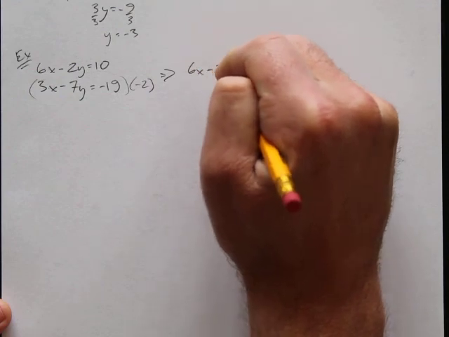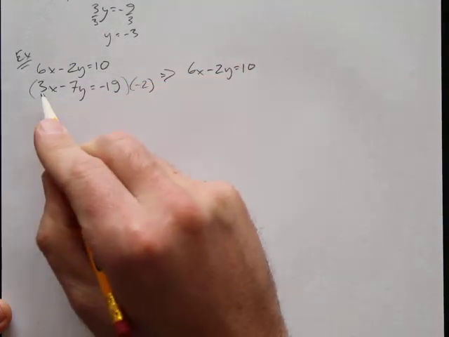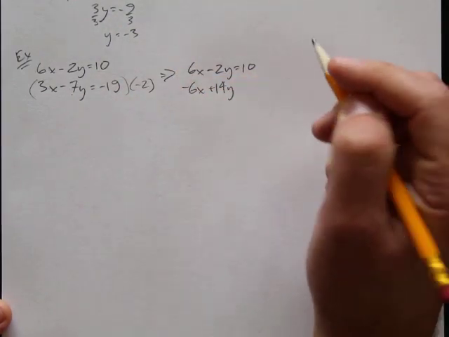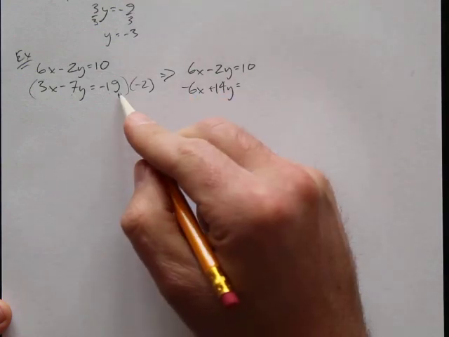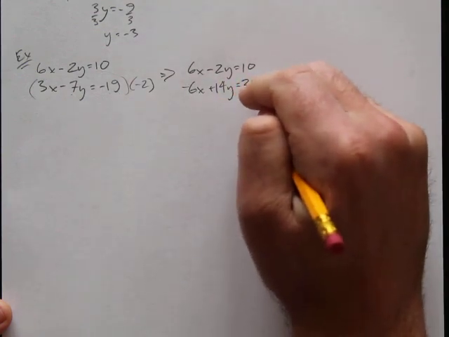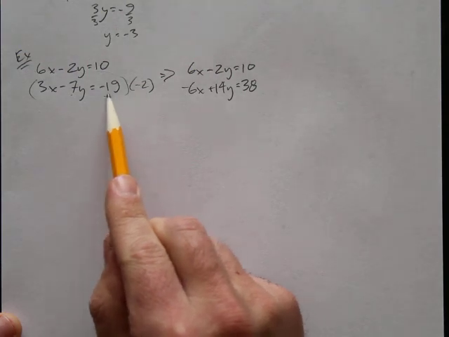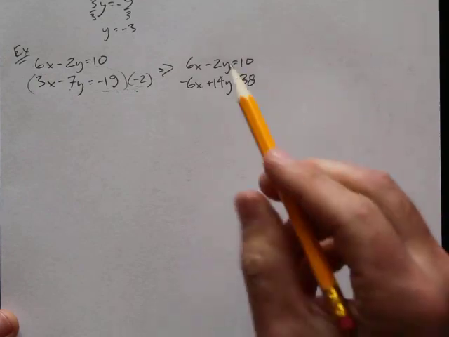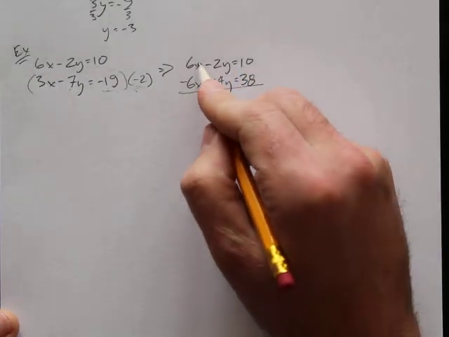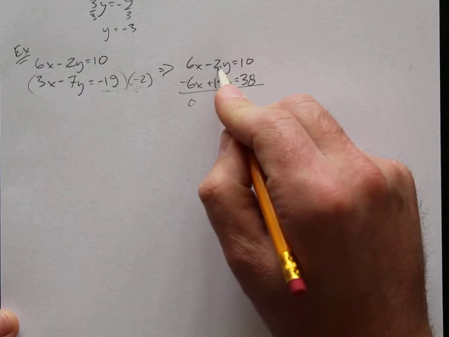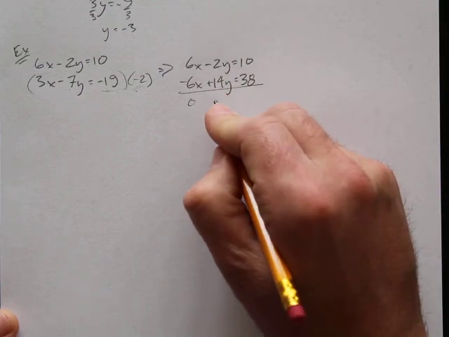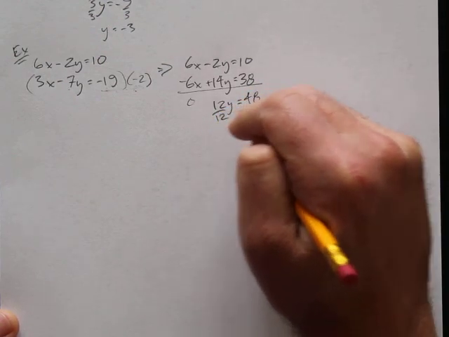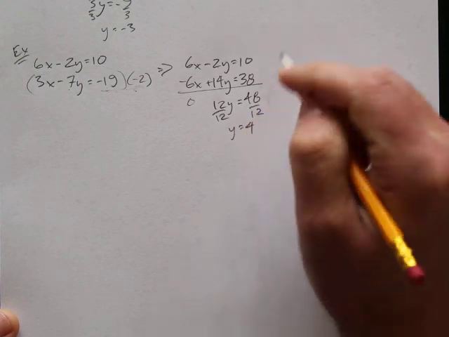6x minus 2y equals 10, and -6x plus 14y equals +38. Now it's really easy to forget to multiply these two together. I don't know why, but it just is. So pay attention to that and be careful. 6x minus 6x is 0. -2y plus 14y is 12y, and that equals 48. Divide by 12, y equals 4.